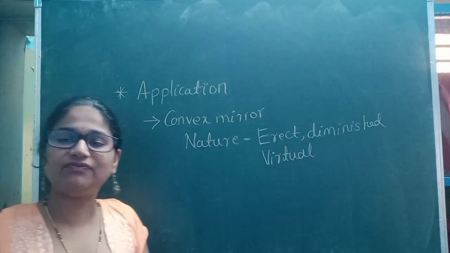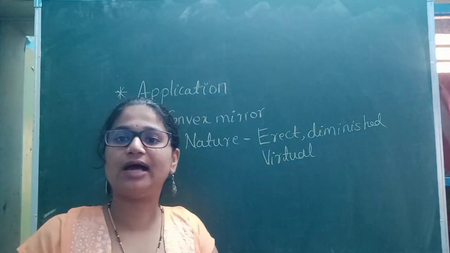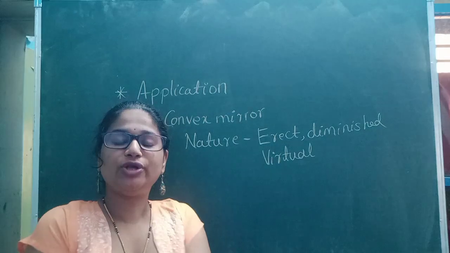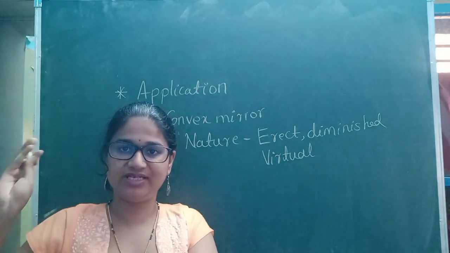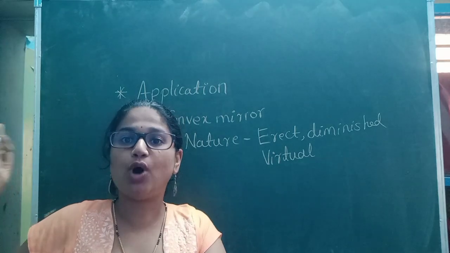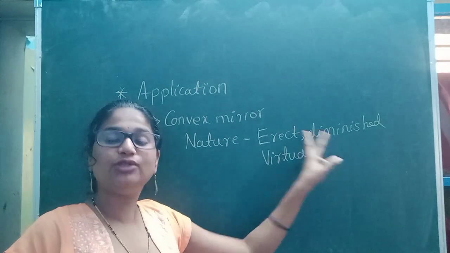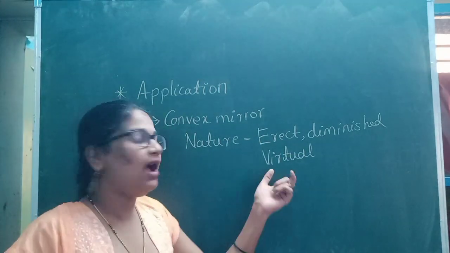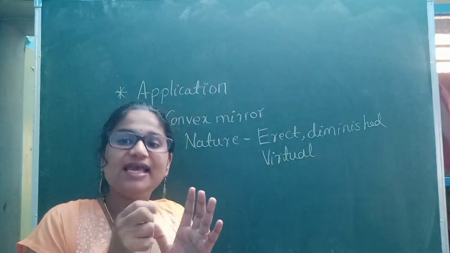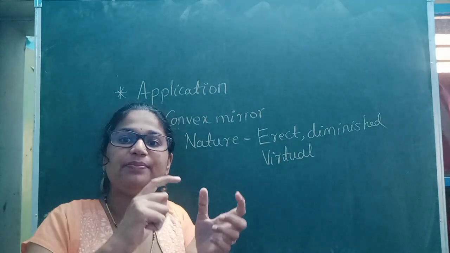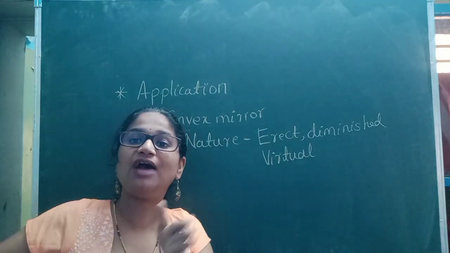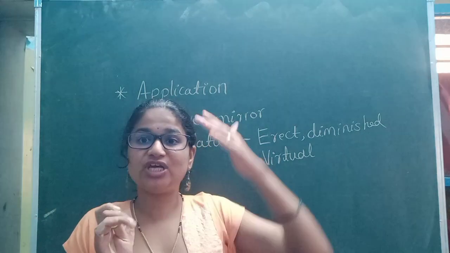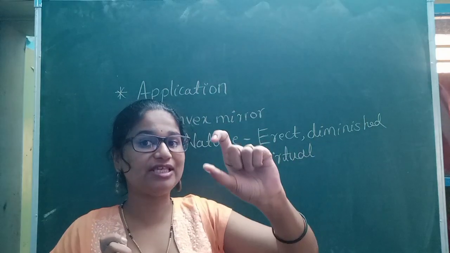So this property we will use in the rear mirrors of our automobiles, that is cars and two-wheelers, right? If you want to see the vehicles which are behind your vehicle, those will appear very small, that is a diminished image, and those are erect. How will they look? Straight. They will look straight only, not upside down. And as they appear very small, they look very far from your vehicle.